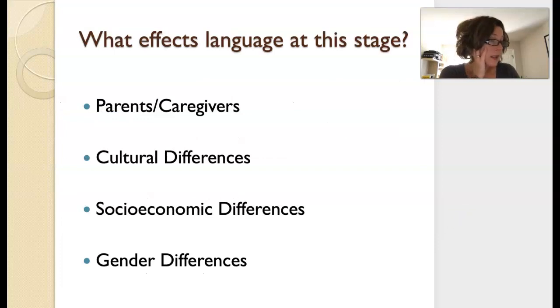Okay, let's look at now what affects language at this stage. There are several things, but I think these are 4 of the main, and then we're going to get into one that is a really 21st century issue. But basically, parents and caregivers. So we saw that parents who talk a lot to their kids actually benefit from it later in their life.